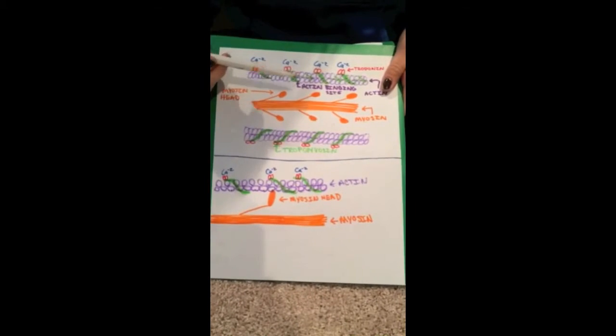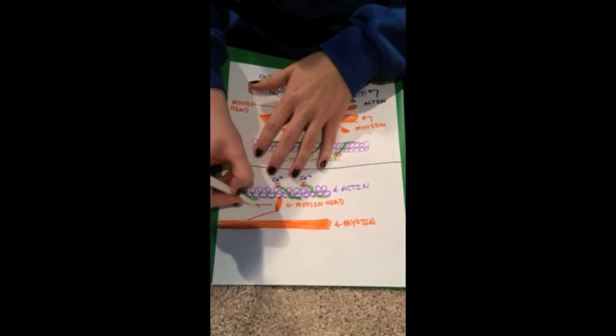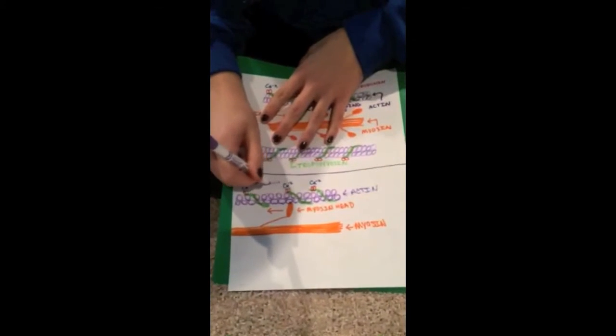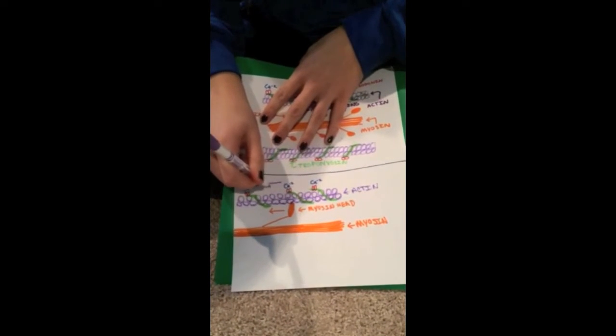Once the actin binding sites are revealed, the myosin head binds to it, creating a cross bridge. Then, the myosin head pivots forward, causing the actin to shift, which shortens the muscle. This is called a power stroke.